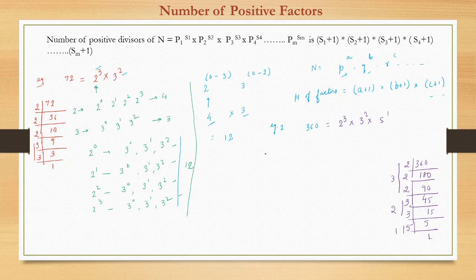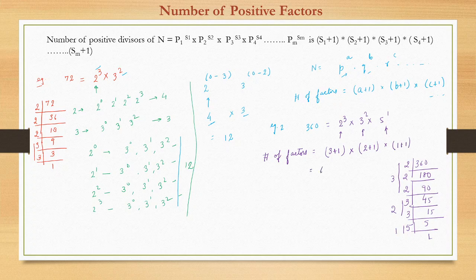Now, the number of factors would be how many? In case of 2 we have 3 plus 1 options. Plus 1 why? Because the exponent can also take a value of 0. Similarly for 3 we have 2 plus 1 options. Similarly for 5 we have 1 plus 1 options, another one because of 0.